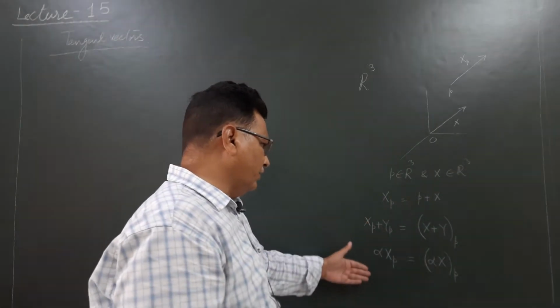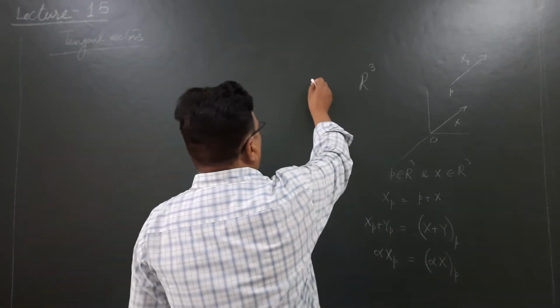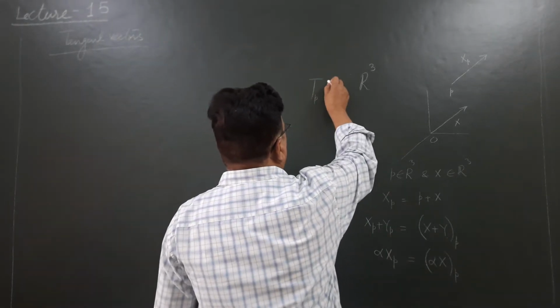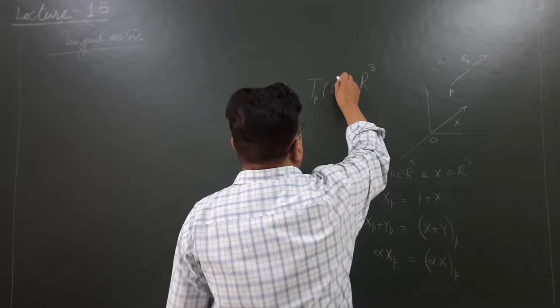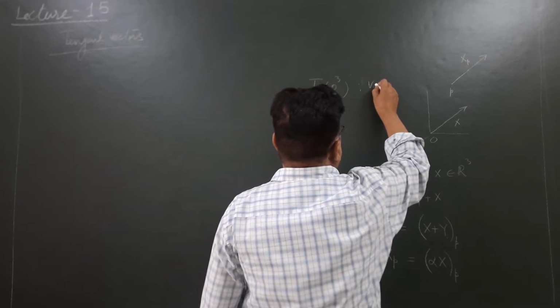It will satisfy all the properties of vector spaces, and this would mean the set of all tangent vectors at the point P in R3 will become a vector space. It becomes a vector space.